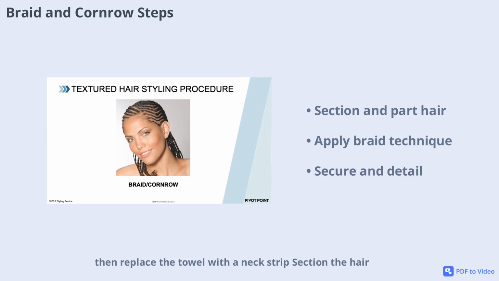For braids and cornrows, drape, shampoo, and condition the hair, then replace the towel with a neck strip. Section the hair, part according to direction and size, and apply the chosen technique, either a 3-strand underbraid or overbraid. Braid ends off the scalp when you reach the hairline, adapt partings to the head's curves, secure with elastic bands, trim ends, and add final details.